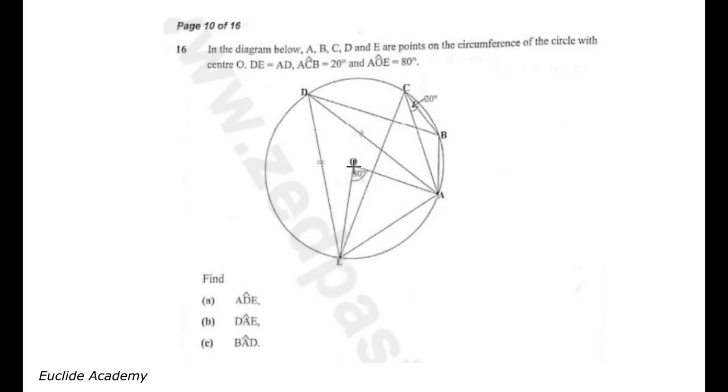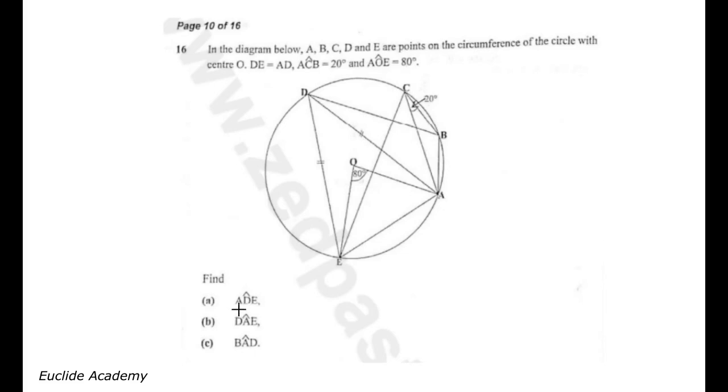For example, from the center to, let's say, A here, this is a radius. From here up to there, that's also a radius. So we know that these things are equal. We have also been given angle ACB, they've given us 20 degrees there. And angle AOE, we can see we've got 80 degrees there. And DE is equal to AD. So we can make use of all of this to be able to solve the questions.